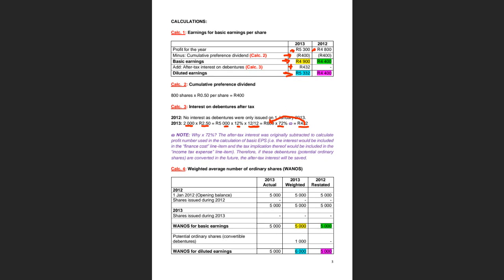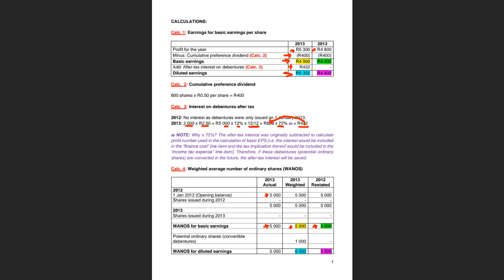So if we look at the WANOS calculation, there were no issues in the current year, either for value or not for value. So we started off with 5,000 shares at the beginning of the year, and we ended with 5,000 shares under basic, right? In both cases, so in both the current year as well as the prior year, that was the case. We ended with 5,000. So the basic WANOS is pretty easy to calculate.